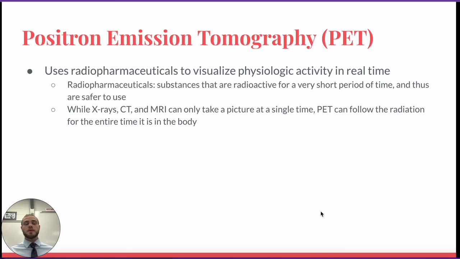So this can be useful where we're trying to figure out if there's any sort of leakage in a blood vessel or leakage in the digestive system. We can actually have you swallow that radiopharmaceutical, and we can view it as it travels through your system.